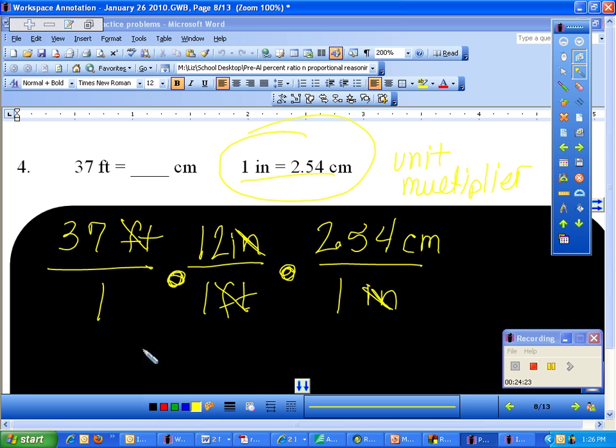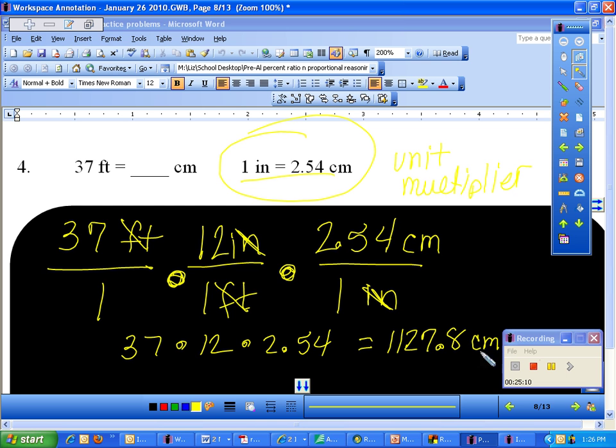Now all we have to do is multiply straight across the top. We can't cancel any numbers because we don't have any numbers in the bottom, so we're just going to multiply them. So 37 times 12 times 2.54. Multiply all that together, and you get, is it 1127? 1127.76. We'll round it to 1127.8 because I think the directions say to round it to the nearest tenths. And of course, don't forget your units should be centimeters.